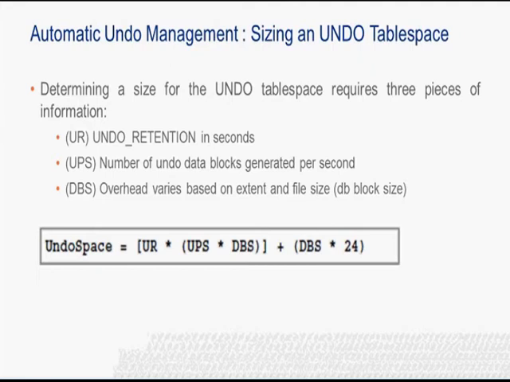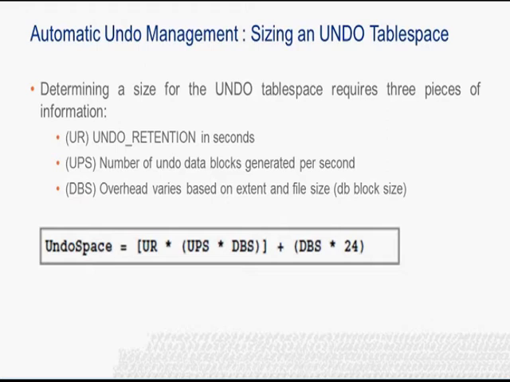Sizing an undo table space requires 3 pieces of data. Two can be obtained from the initialization file: undo retention and db block size. The third piece of the formula requires a query against the database. The number of undo blocks generated per second can be acquired from the $undo stat. The following formula calculates the total number of blocks generated and divides it by the amount of time monitored in seconds.